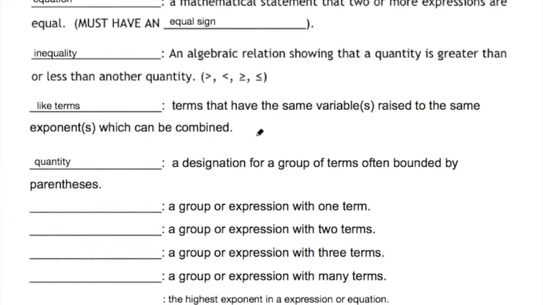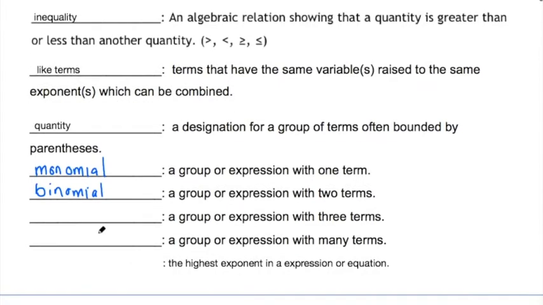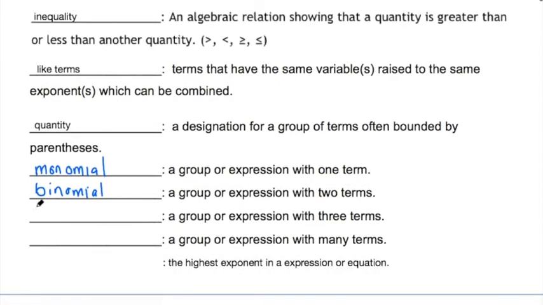Okay. Maybe we'll just switch over to the pen here. All right, so a group or expression with one term is called a monomial. A group or expression with two terms is called a binomial. A group or expression with three terms, can you guess the prefix? That's a trinomial. A group or expression with many terms is a polynomial.